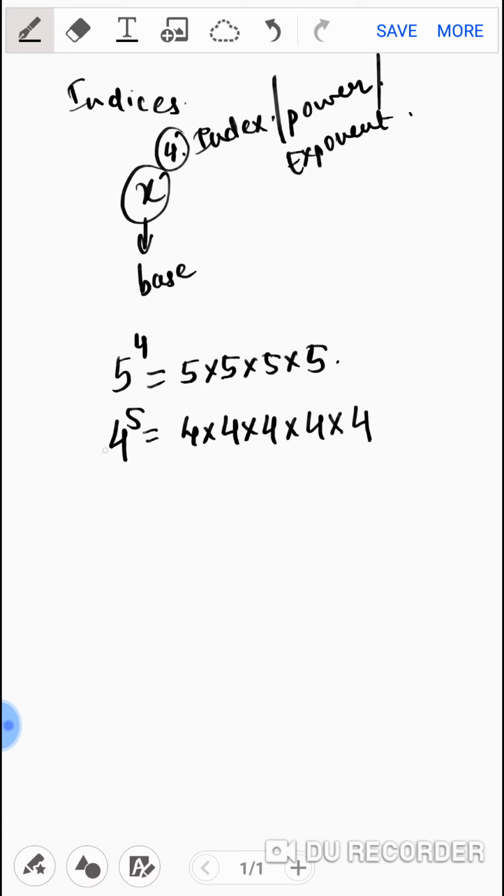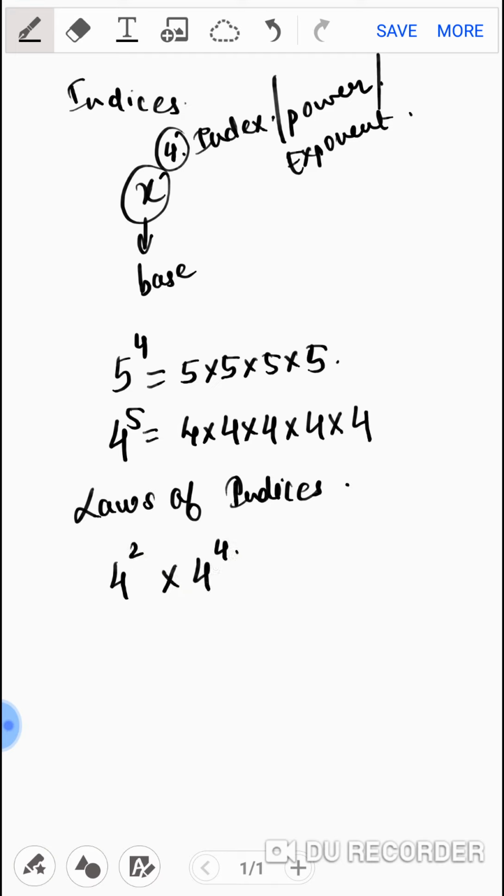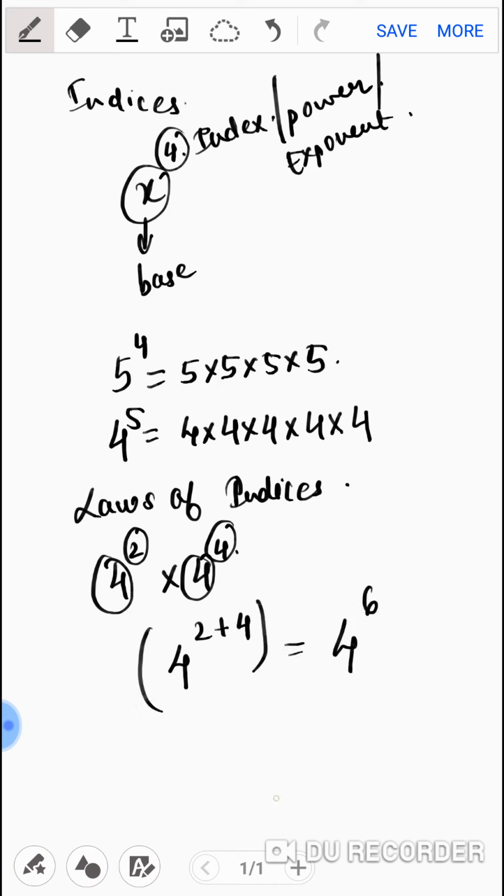Okay, then there are certain laws of indices which say, suppose I have 4 raised to 2 into 4 raised to 4. In that case, the base is the same, 4, and the exponents or indices will be added, and the answer will be 4 raised to 6. Clear? That means if I give you a raised to m into a raised to n, the answer will be a raised to m plus n. Clear?